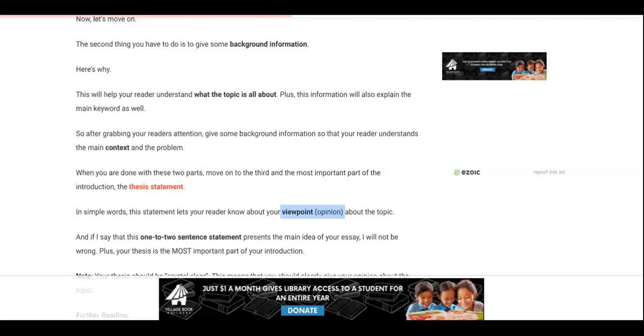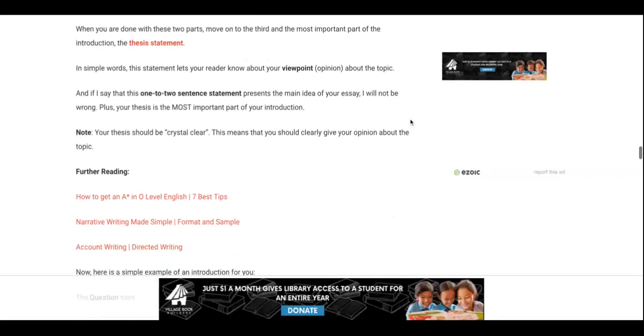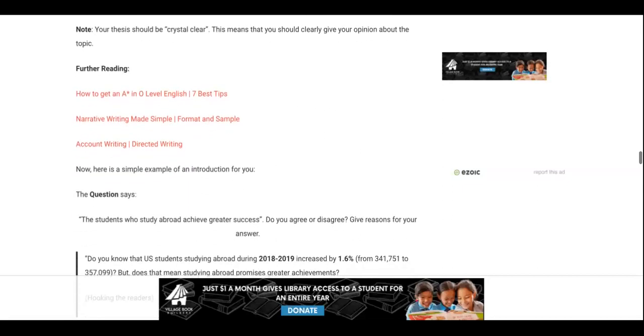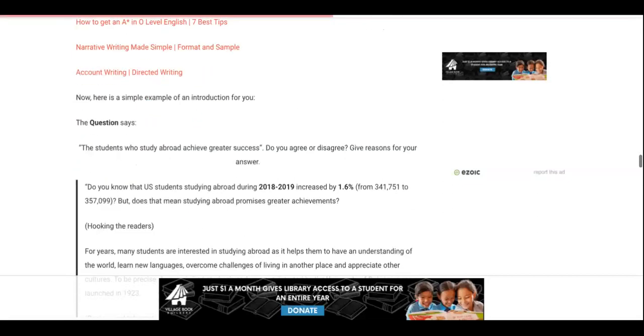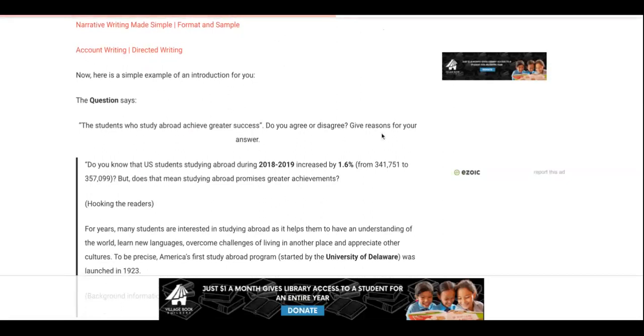So you have to make sure that your viewpoint is solid. That basically means you are giving it in such a sense that you're not saying "in my opinion" or "what I think is." You're just making a statement that also makes your viewpoint clear indirectly, which I will teach you how to do. Do not worry. So it has to be a one or two liner. It does not have to be a paragraph. Your thesis should be crystal clear. So you need to make sure that it's perfect. It's really, really clear.